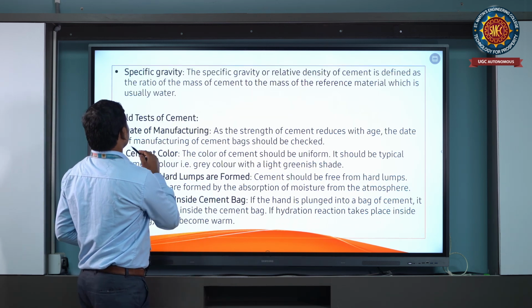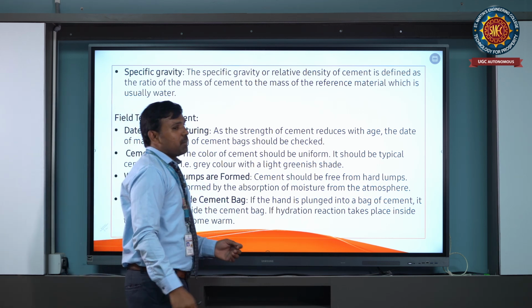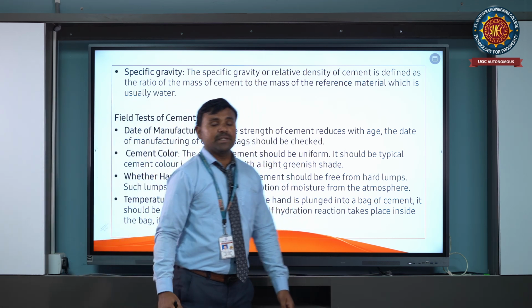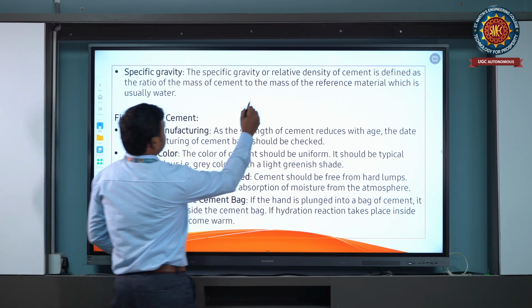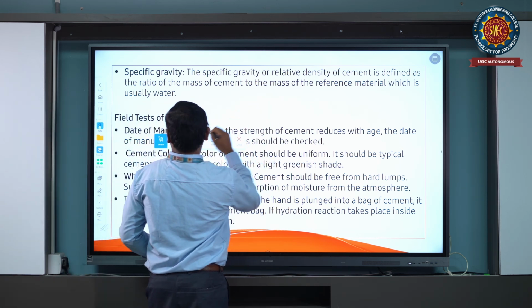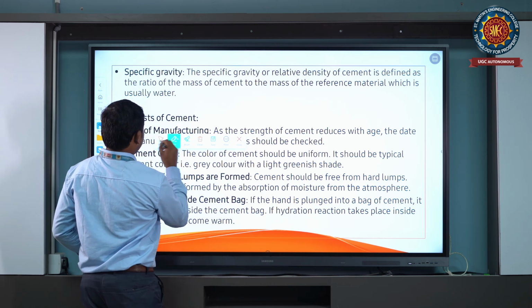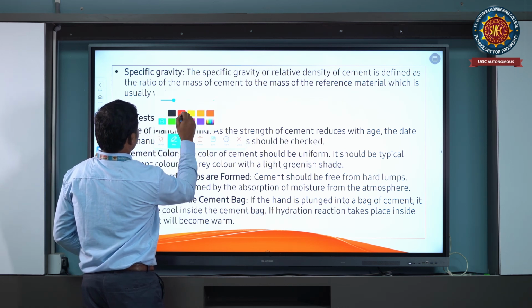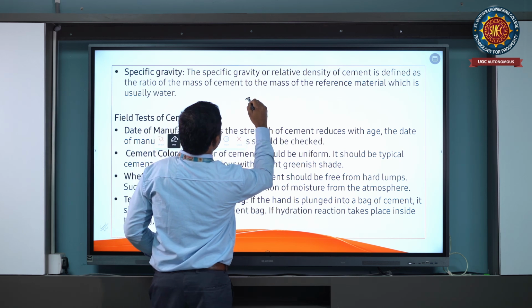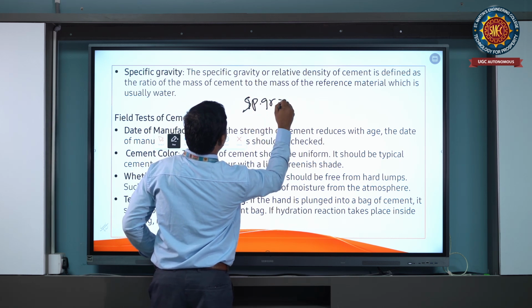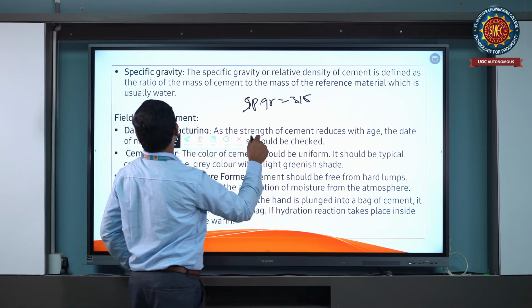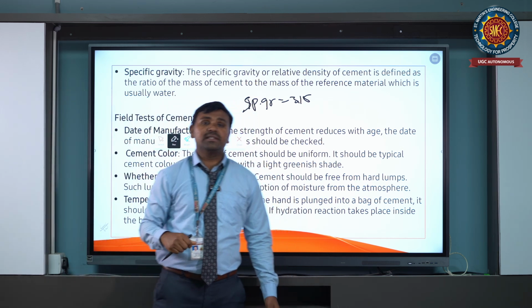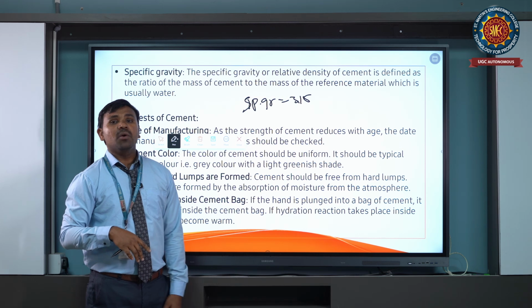And next about specific gravity. Mostly the specific gravity of cement is 3.15, and the cement mass is referenced to what it replaces with the water.